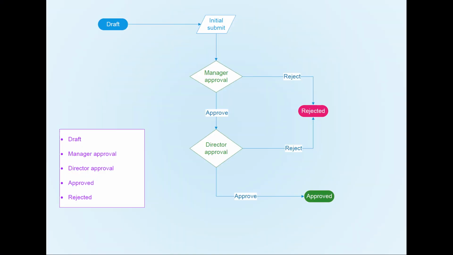In this video, we will add an approval to our form. Suppose each submission first requires a manager's approval, then the director's approval. See the approval flowchart and the form status advances from one status to the next.